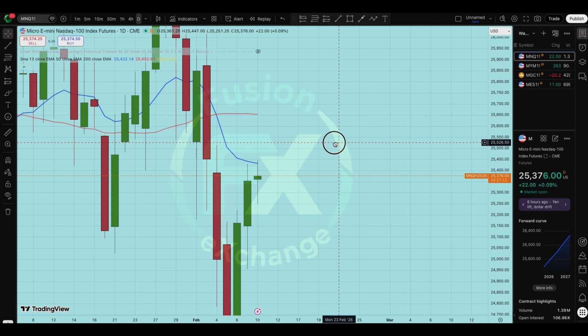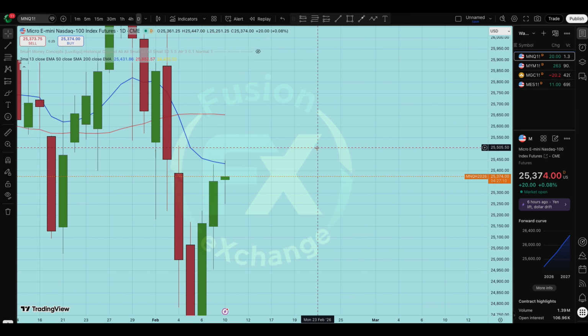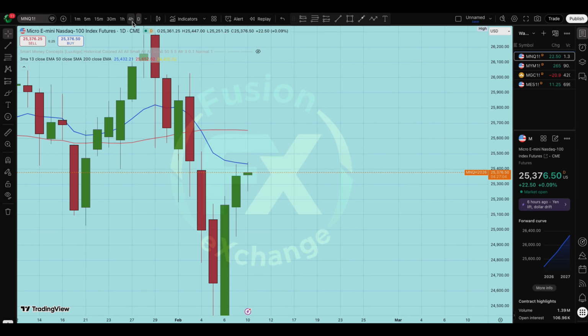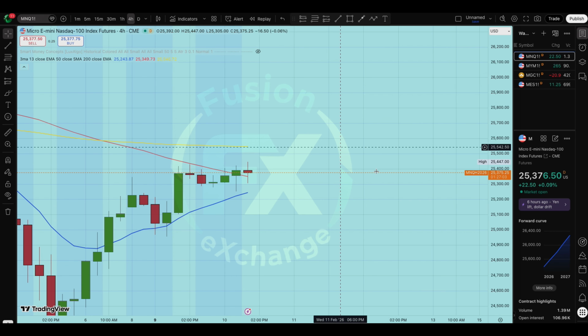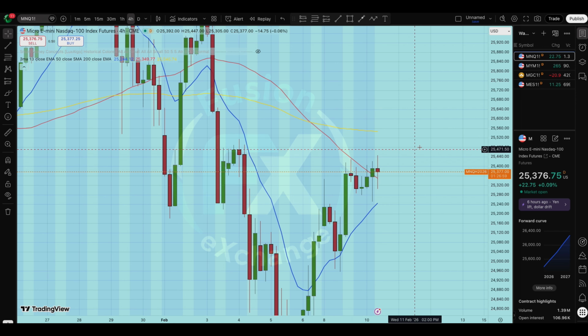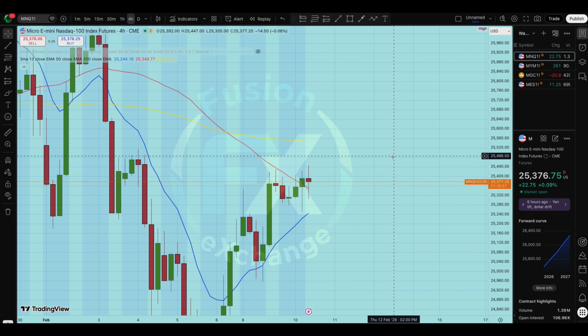All right, take two. So let's break down NASDAQ. First, we go on the higher time frame, and then we scale down to the lower time frame. What we look for, basically, is the trend. We want a directional bias.